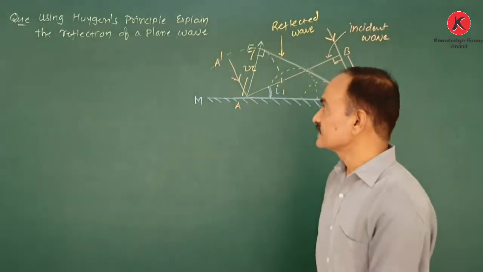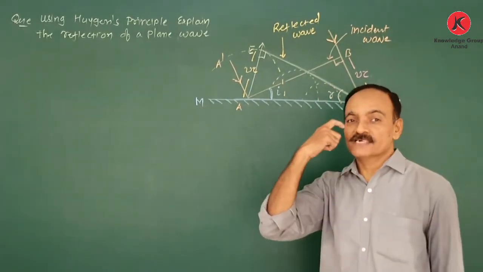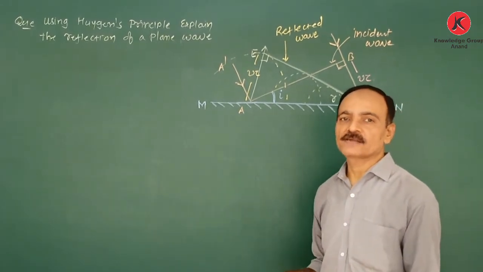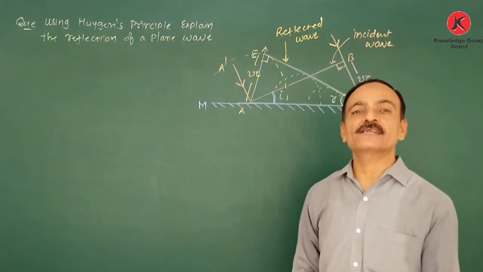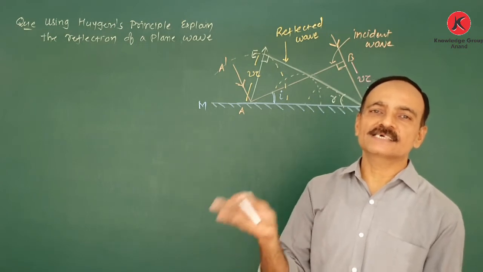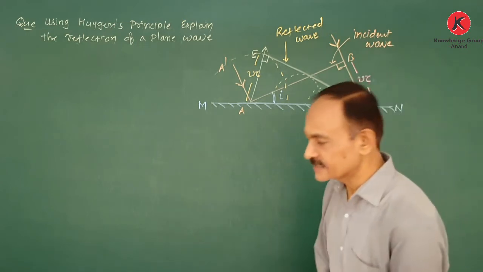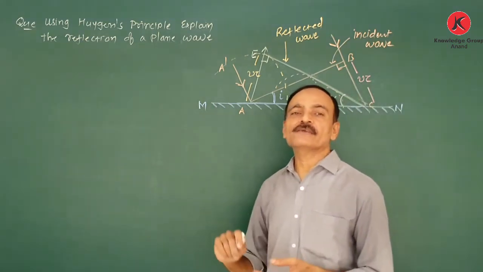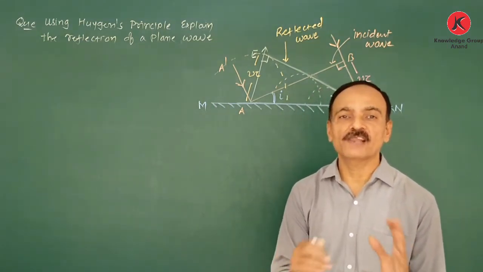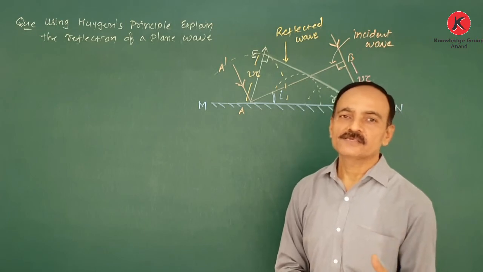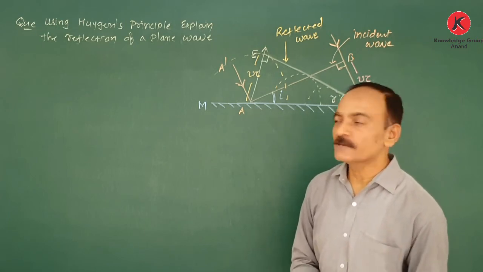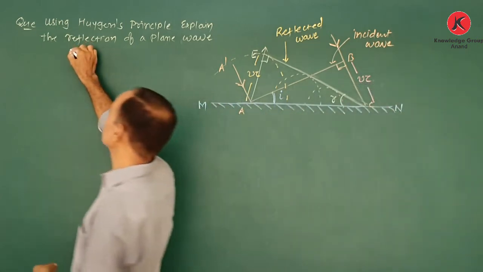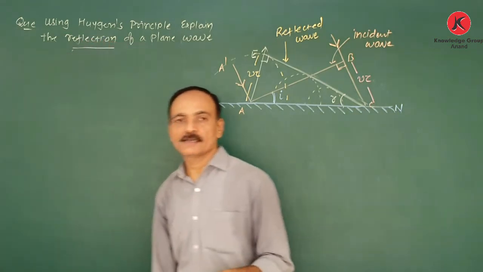Okay, now up to this point we discussed the refraction of a plane wave front by the surface separating the two media, either denser to rarer or rarer to denser. Now, after the phenomena of refraction, we are going to discuss the phenomena of reflection. How do we explain the phenomena of reflection by using the Huygens principle?